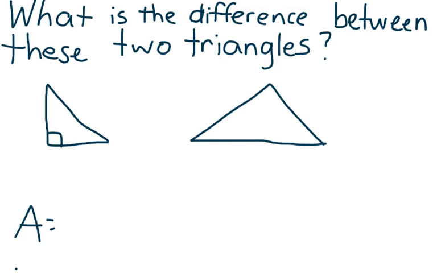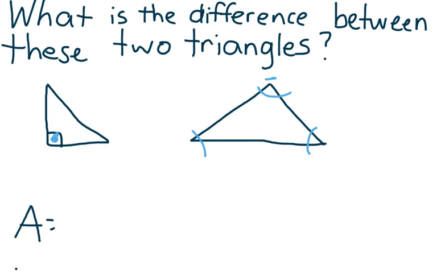So one triangle is a right triangle as indicated by the box right here. And the other one is an acute triangle because all of the angles are less than 90 degrees. Okay, this one's close, but it's not quite 90.